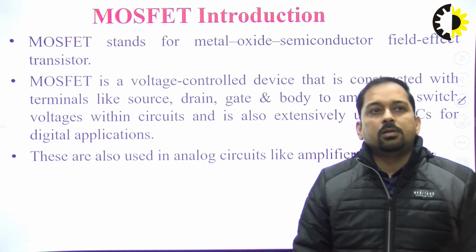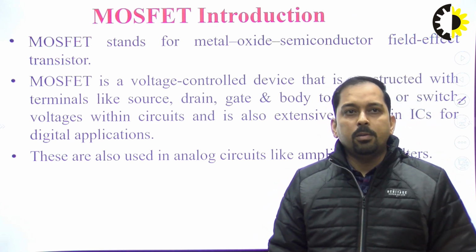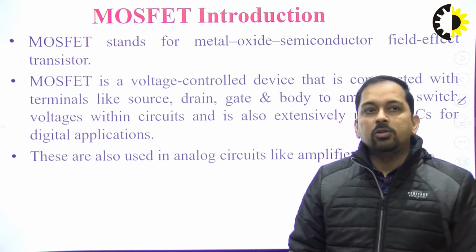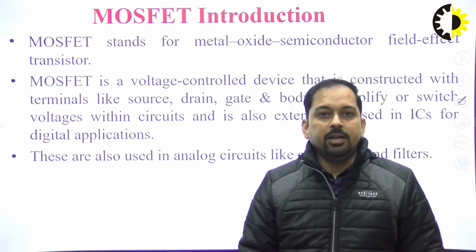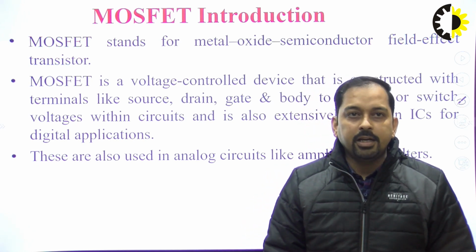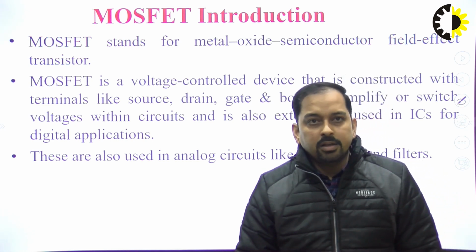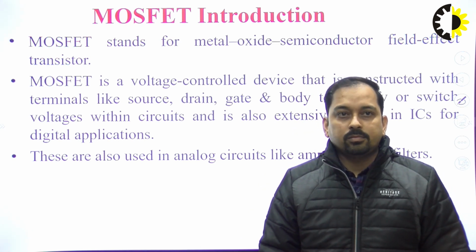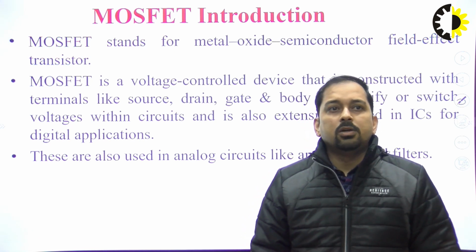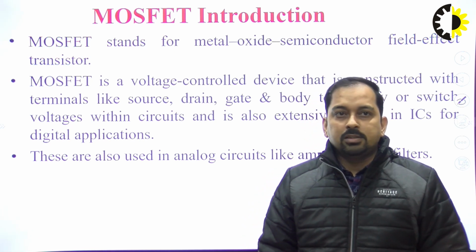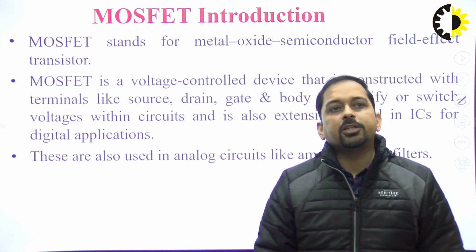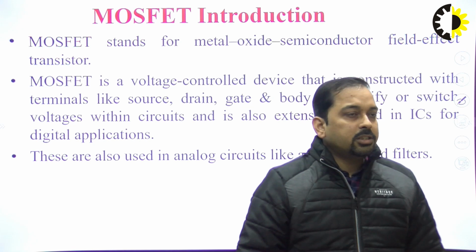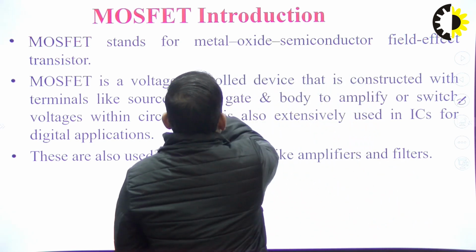So first, the MOSFET stands for metal oxide semiconductor field effect transistor. It is also known as IGFET, the insulated gate field effect transistor. Here the gate terminal is insulated with the help of an oxide layer. The MOSFET is also a voltage control device. Likewise, we have seen that the BJT is a current control device, whereas the MOSFET is a voltage control device.